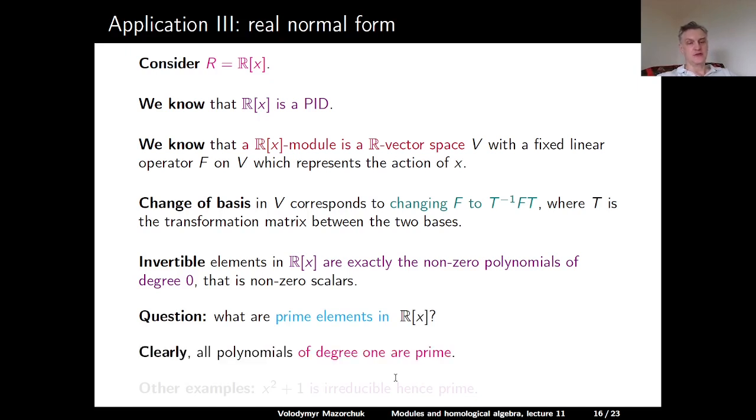Of course, all polynomials of degree 1 are irreducible, and so they are prime. But over the real numbers, here is another example of an irreducible polynomial, x squared plus 1. So this is a polynomial of degree 2. If it were reducible, it must be a product of two polynomials of degree 1. And a polynomial of degree 1 always has a root. But this polynomial doesn't have real roots, so it is irreducible. So we have more irreducible elements in the polynomial algebra over real numbers than just polynomials of degree 1.